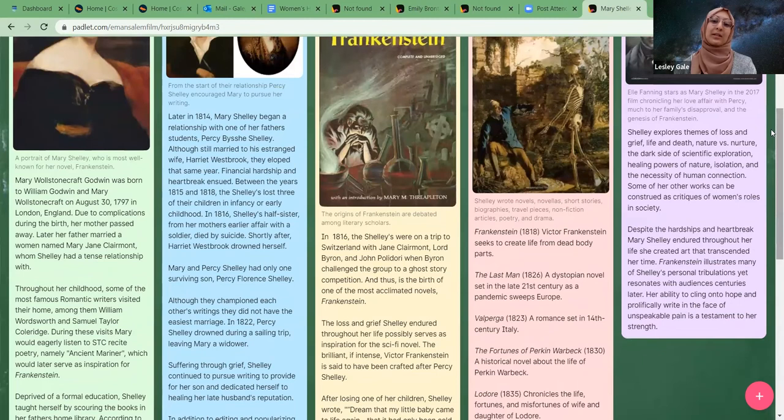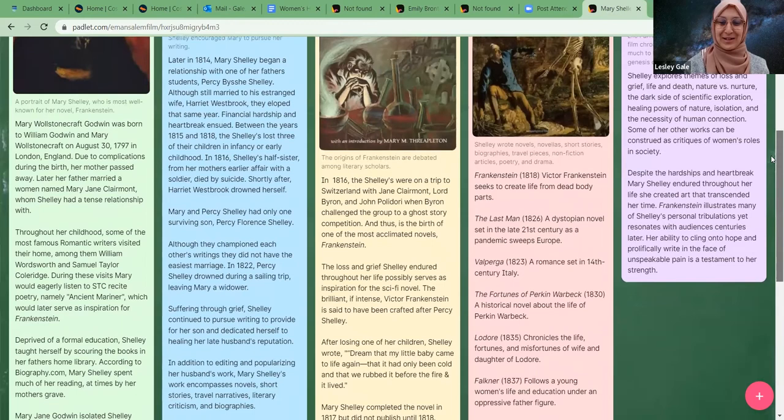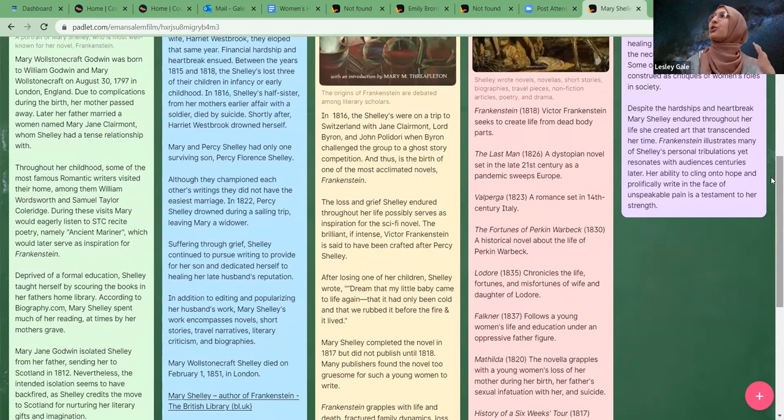Some of her other novels were The Last Man, which is a dystopian novel set in the 21st century as a pandemic sweeps Europe, which I found really on the nose and a little creepy that she pretty much nailed that. There was also another novel, Falkner, which follows a young woman as she starts her life and her education and tries to pursue her life under a very almost tyrannical and oppressive father figure.